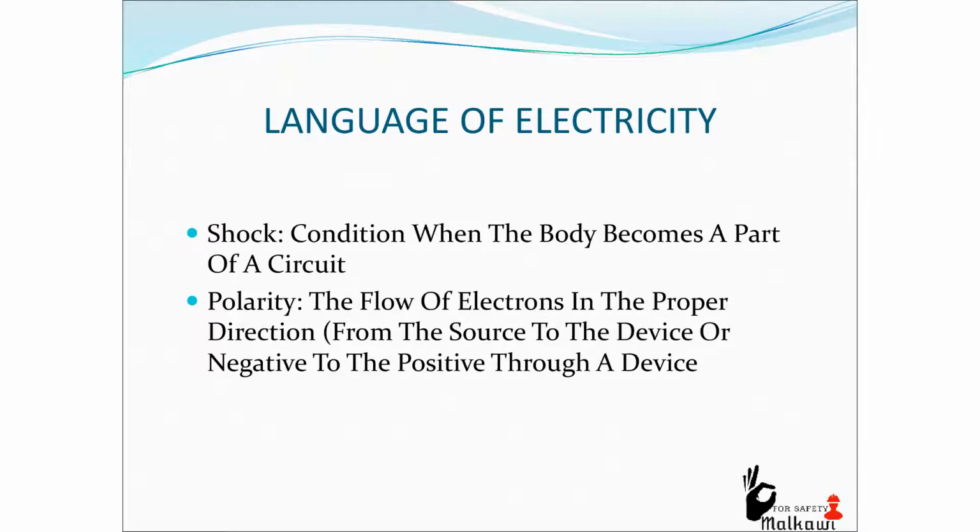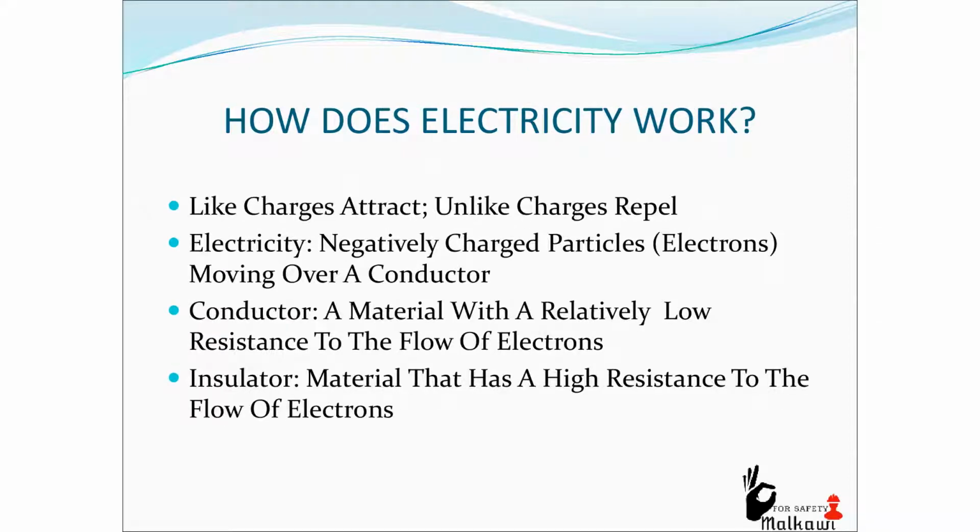through a device, or negative to the positive. How does electricity work? Like charges attract, unlike charges repel. Electricity: negatively charged particles, electrons, moving over a conductor. Conductor: a material with a relatively low resistance to the flow of electrons. Insulator: material that has a high resistance to the flow of electrons.